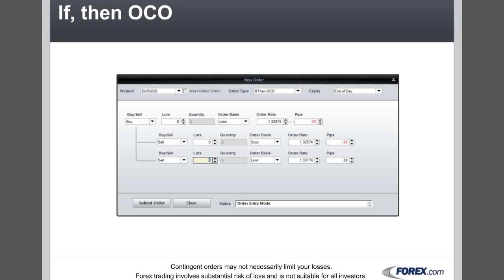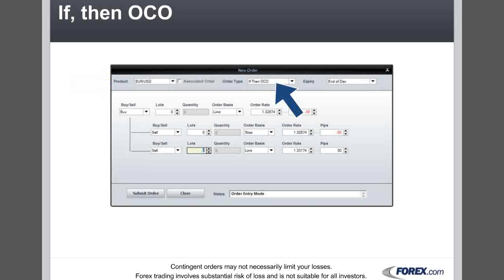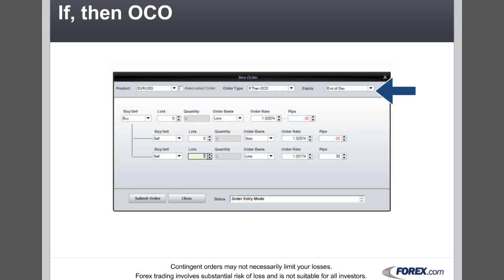So the first thing that we would want to do is select the currency pair that we want to trade. And then we want to go ahead and select the order type. So in this case, we're using the if-then OCO order. And then we want to choose one of two options in the expiration box. Either we're going to choose end of day. Your order will expire at the end of the trading day if it doesn't activate. That's 5 p.m. Eastern Time. Or we're going to choose good till canceled. Your order remains active for 90 days unless it executes or you manually go in and cancel that order out.